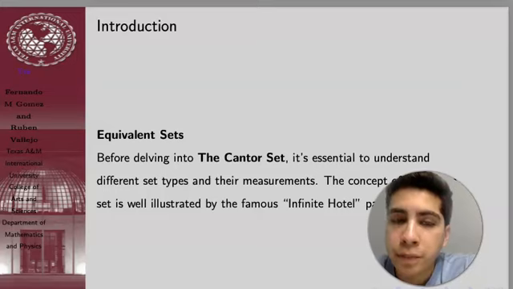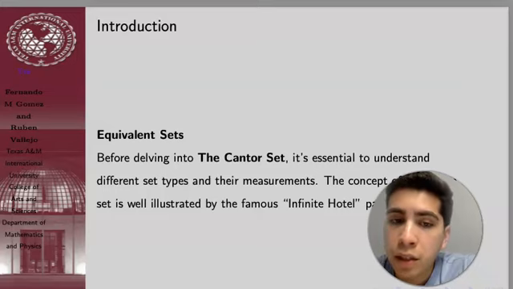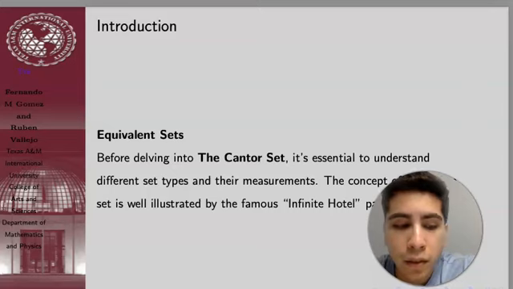A short introduction is that when we delve into the Cantor set, it's important to understand the different sets, types, and their measurements. For example, two different sets can be considered equivalent when they come to be the same number of numbers within that set. Very different to considering a set of irrational or rational numbers, which includes a very, very large spectrum. In this case, it becomes uncountable. There are different kinds of uncountable and countable, infinitely countable and infinitely uncountable.